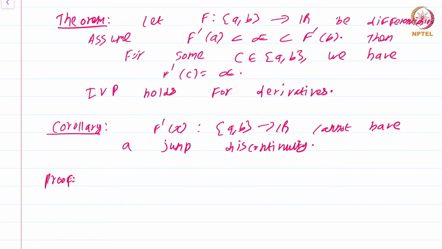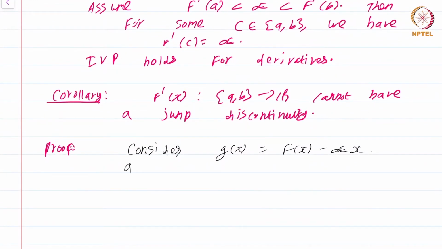Let's consider this for a moment. We want to show that all intermediate values are taken. So what I do is I simplify the situation. Consider g of x equal to f of x minus alpha x. Now g prime exists and we clearly see that g prime of a is less than 0 and g prime of b is greater than 0. This just follows because the derivative of alpha x is just alpha.